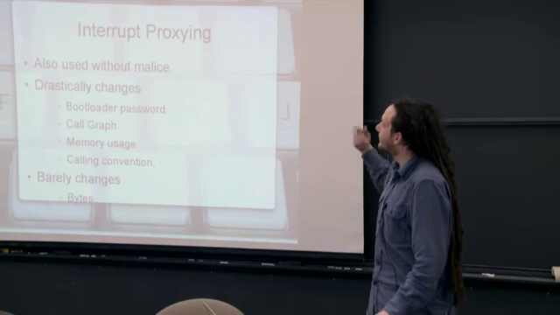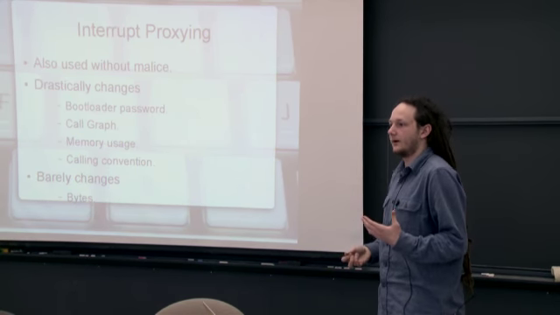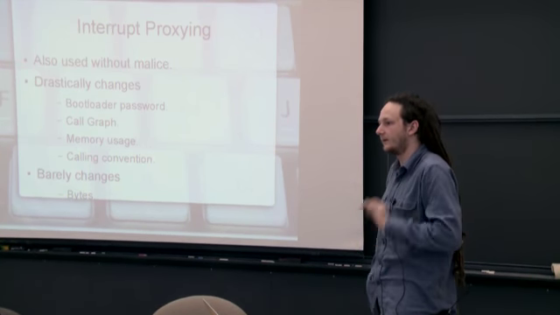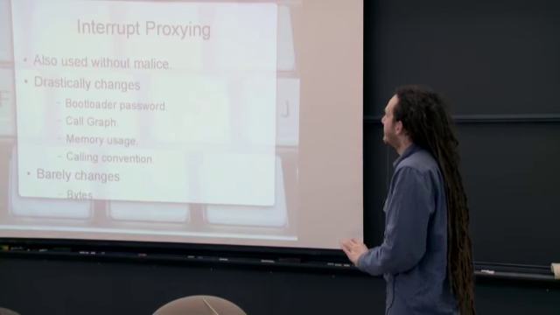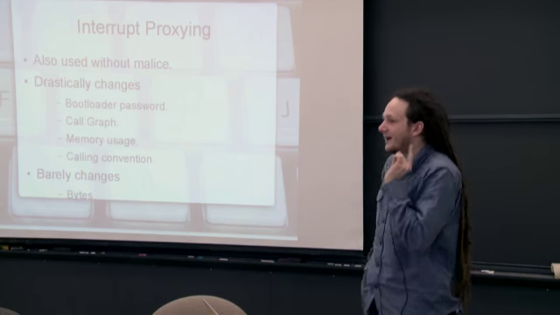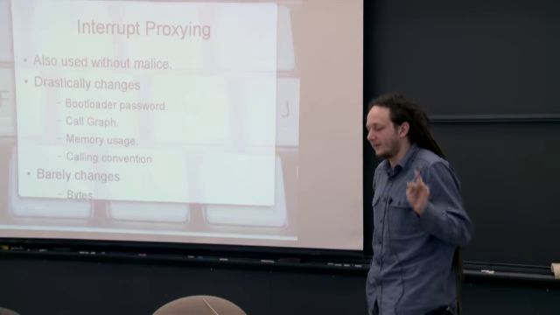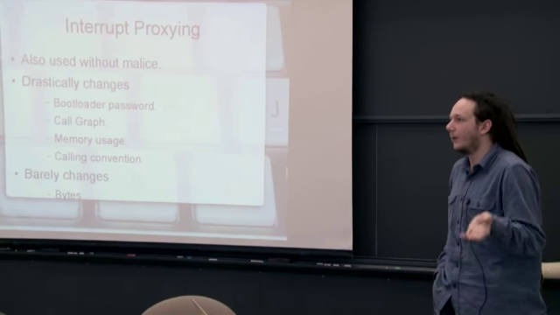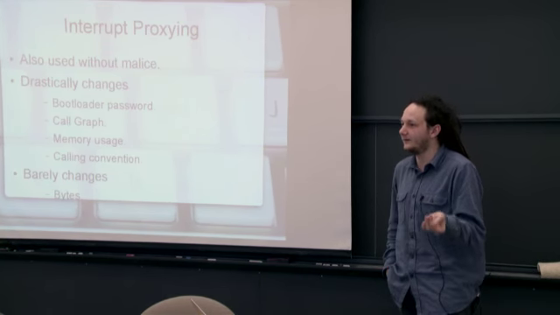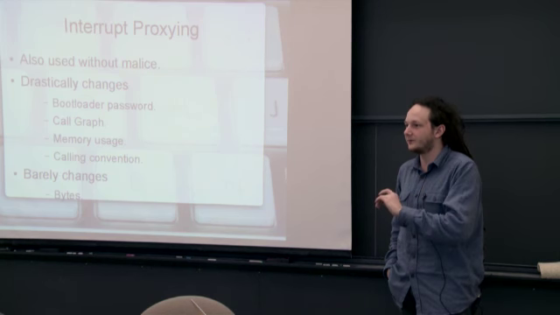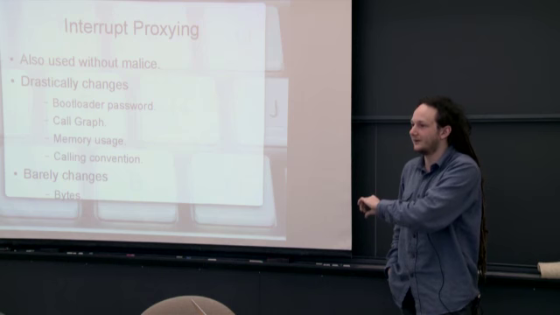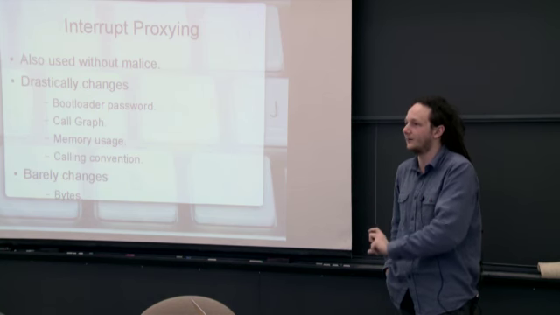And this is also used without malice. So just finding one of these structures inside of an image does not immediately mean that there's a rootkit. It has another effect. You remember that I said that I came up with exploits for the bootloader. Well, one of them is that if you have one of these interrupt proxies, then the bootloader password becomes the password of the proxy instead of the password of the lower application.